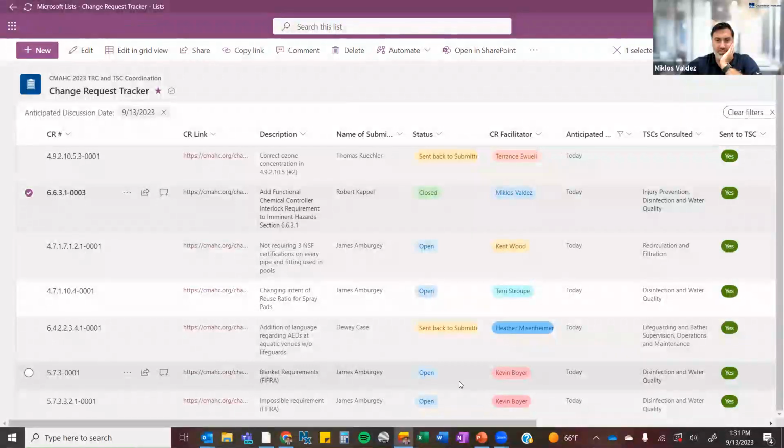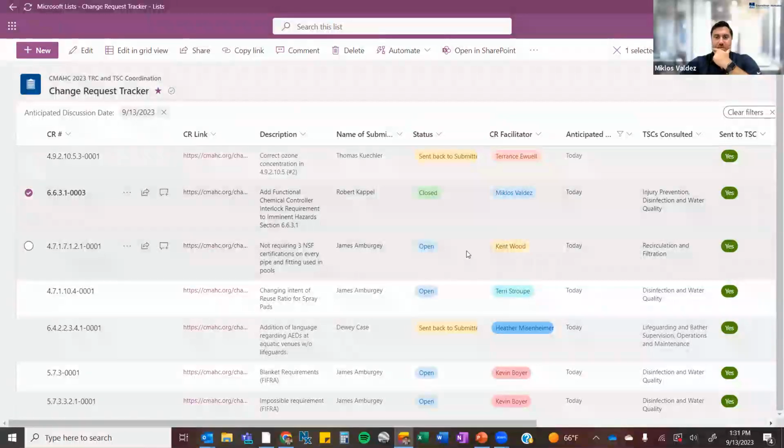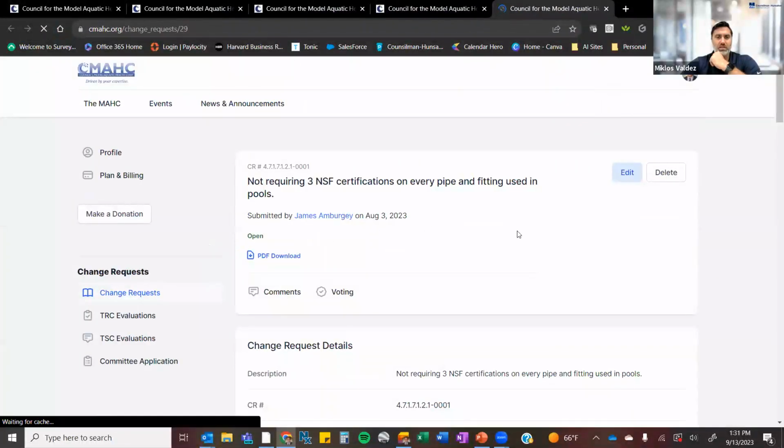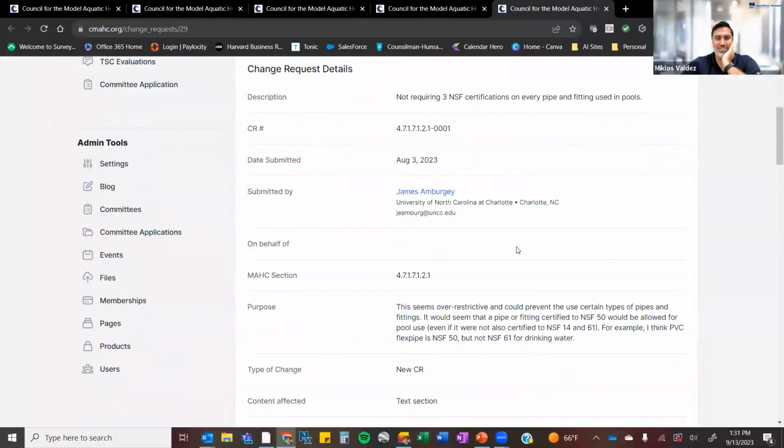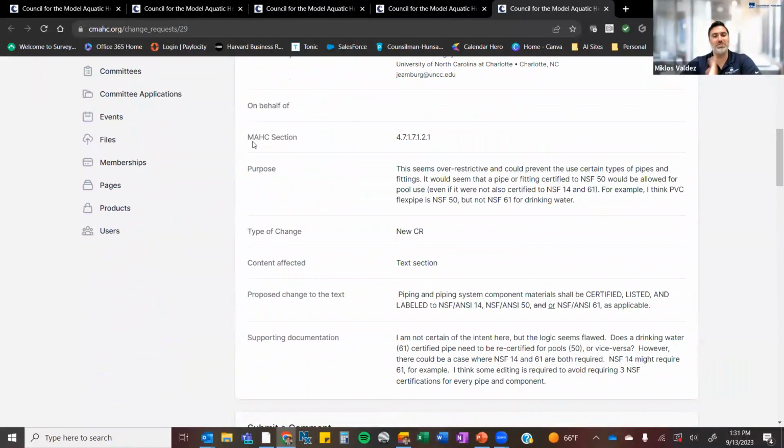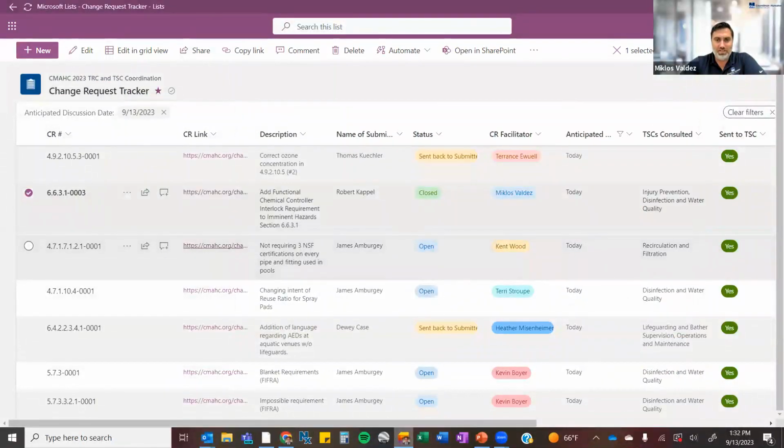And then the last two are Kevin and James. Excuse me, let's go back up to this since we've got a little bit of time left. We can get some discussion in. This is not requiring 3 NSF certifications on every pipe fitting used in pools. James, you're going to have to recuse yourself on this. Kent, do you want to give us a rundown?